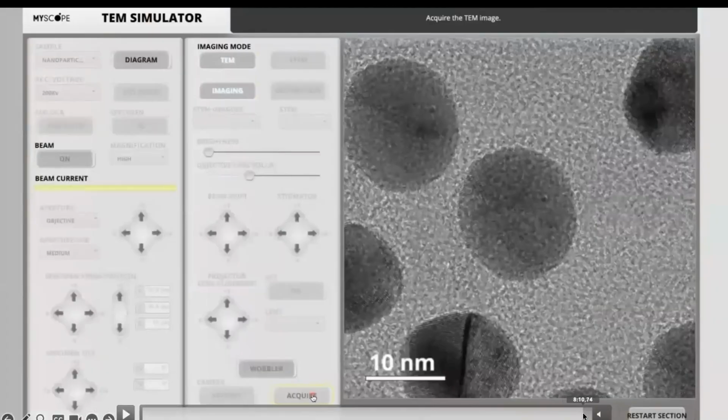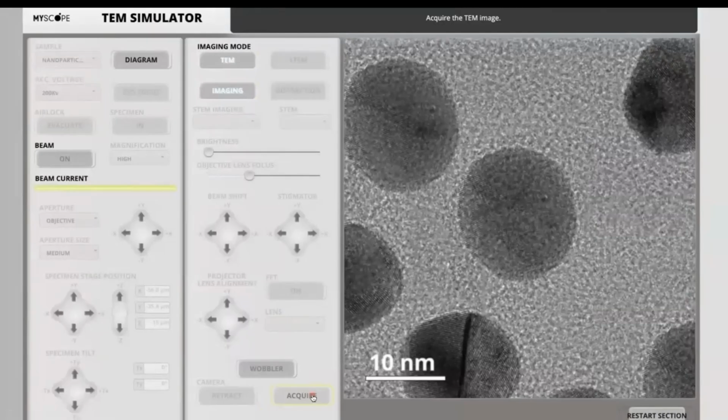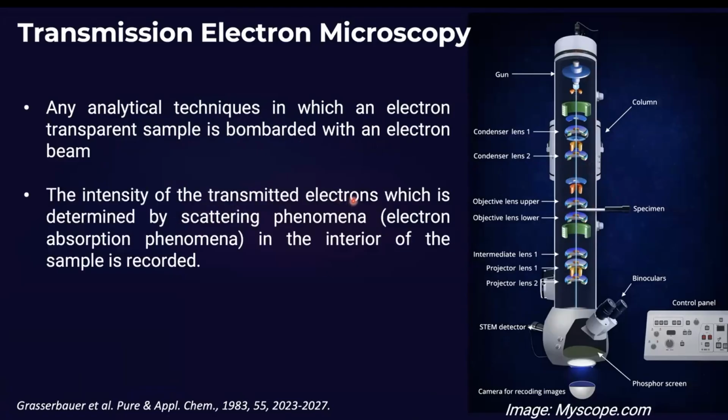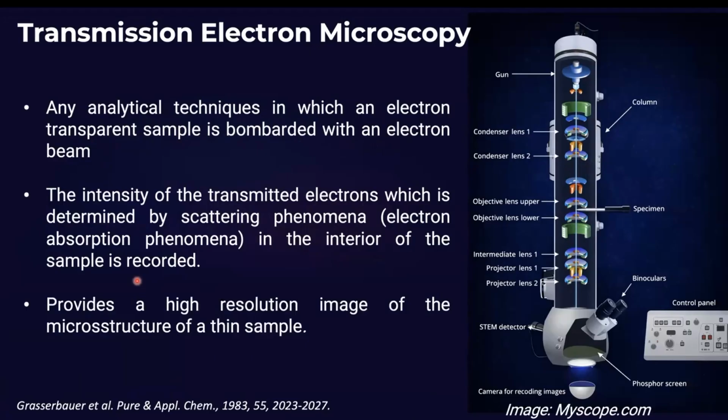So now you also learn how a transmission electron microscope works. If we want to define it now, a transmission electron microscope is nothing but an analytical tool in which an electron transparent sample, so that is the key here, is bombarded with an electron beam. What we really see is the intensity of transmitted electrons, which is determined by scattering phenomena in the interior of the sample, and is recorded. That means because the electron beam is going through the sample, we're looking at the internal structure of the sample. That's why it has to be thin.